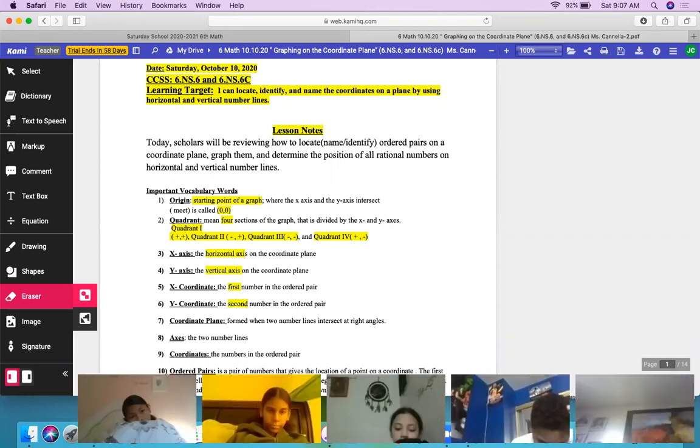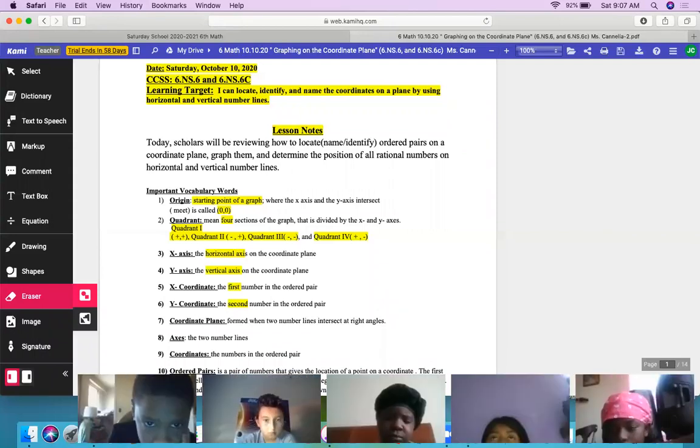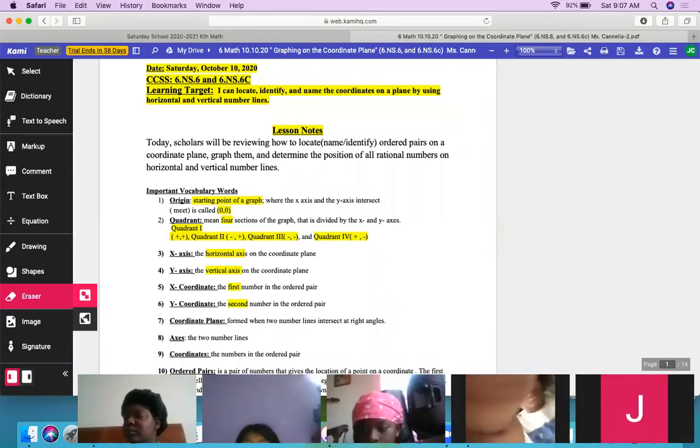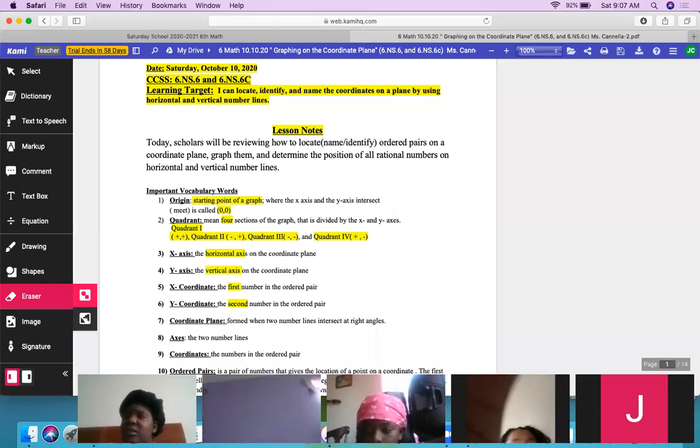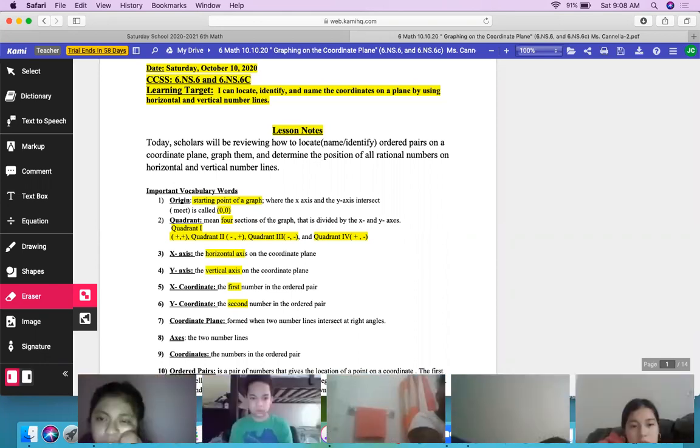Origin. Starting point of a graph where the x-axis and the y-axis intersect is called 0,0. Good. Quadrant. Means four sections of the graph that is divided by the x and y axis. Coordinate 1 is positive positive, coordinate 2 is negative positive, coordinate 3 is negative negative, and coordinate 4 is positive negative.